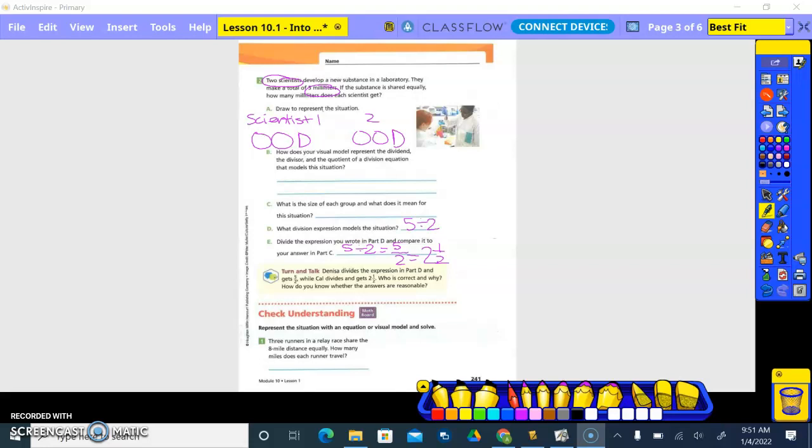How does your visual model represent the dividend and the divisor? The dividend we said is what? The whole, so it was 5, right? So we have 5 whole circles, and 2 scientists.